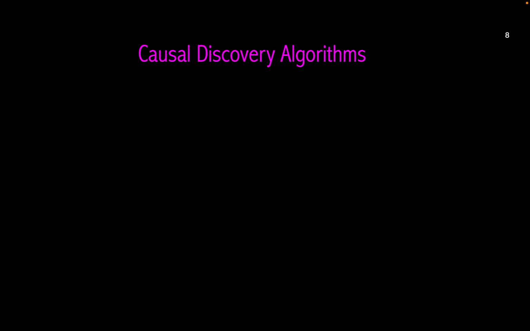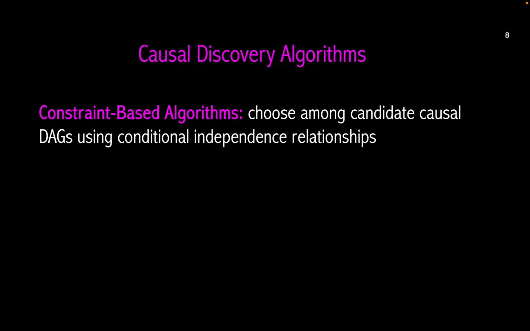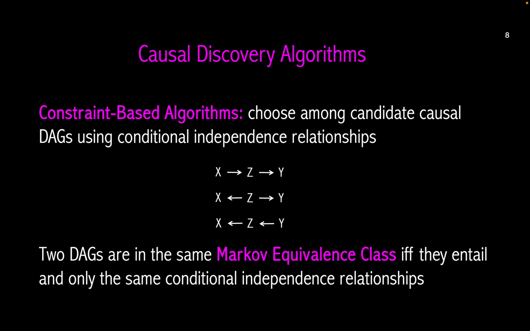Today I'll be talking specifically about constraint-based algorithms, which choose among causal DAGs based on conditional independence relationships. These algorithms cannot in general pick out the unique graph, but typically only an equivalence class. Recall that the following graphs all entail that X and Y are d-separated by Z and nothing else, so they can't be differentiated using conditional independencies alone. Because of this, we say they're in the same Markov equivalence class.